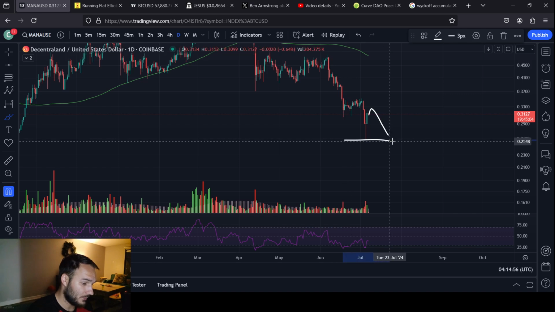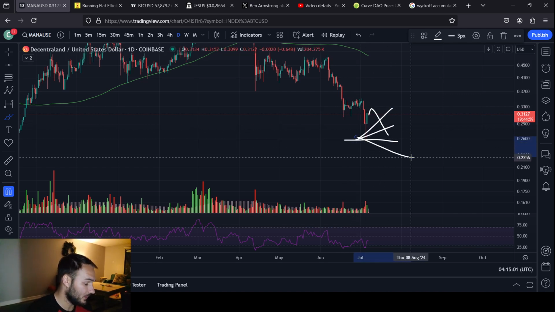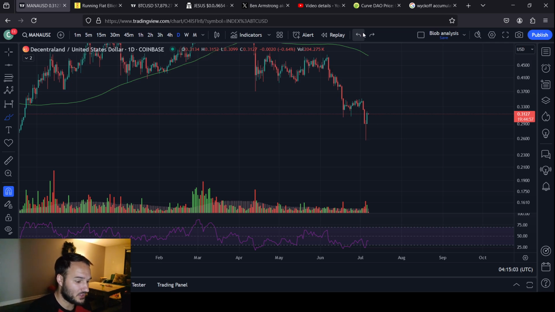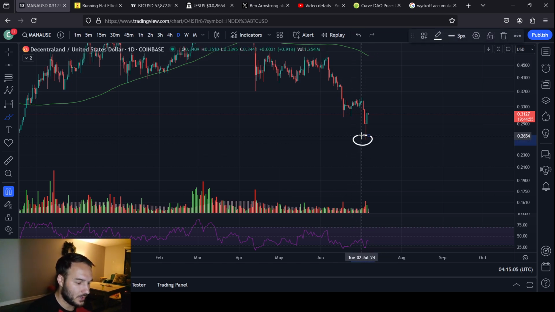We will either form some kind of double bottom, some kind of higher low. It could be an even higher low than that, or maybe we have a lower low. Who knows, right? All that remains to be seen. I would be surprised if MANA goes lower than this. That was a nice recovery yesterday.